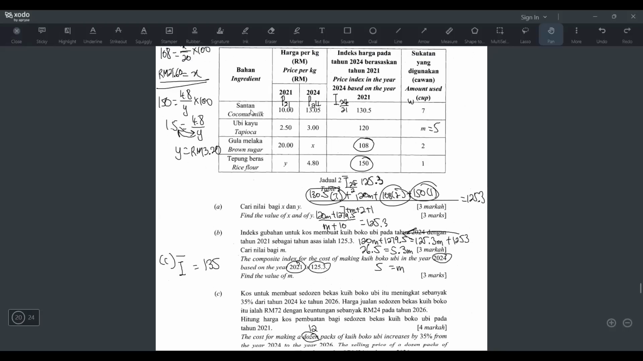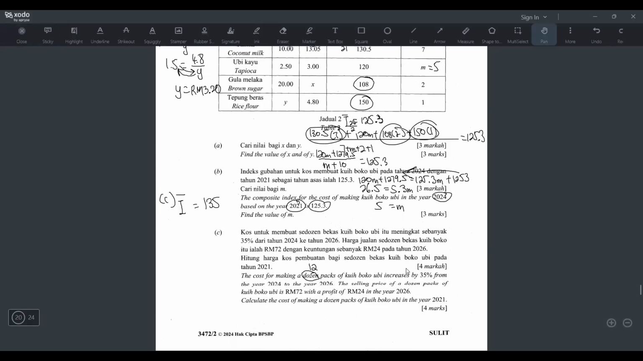You can see here they did not write boko ubi. These are all the single ingredients. So boko ubi is the average for everything. So if they say the price of boko ubi, it means the composite index. The composite index is 135 from the year 24 to 26. So this 135 is the composite index for 2026 based on 2024.